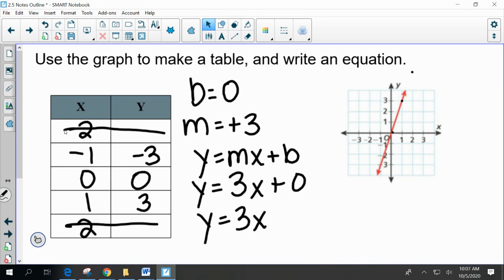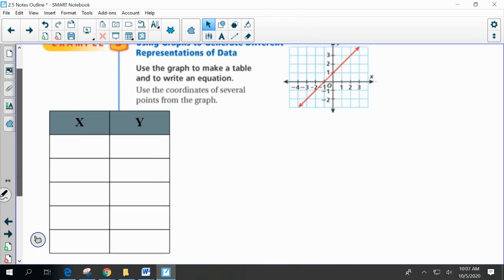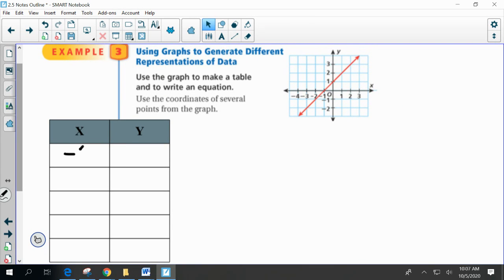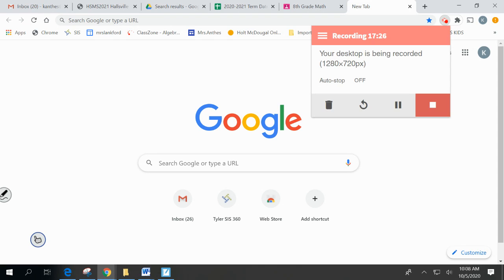Okay, so now I want you to go back and do the problem we skipped. So you're going to start with making your chart. So I would start with -2, -1, 0, 1, 2. So pause your video and do this problem.